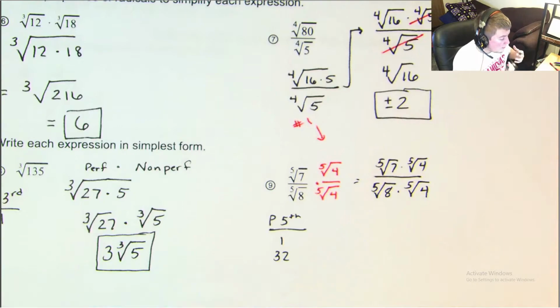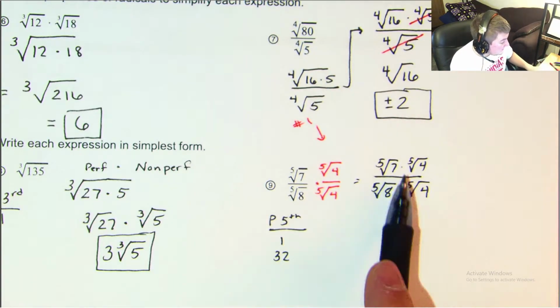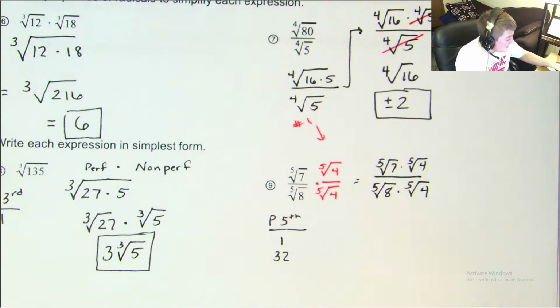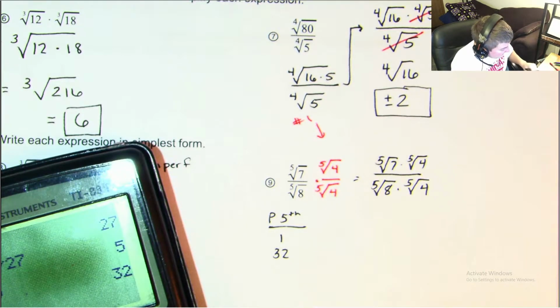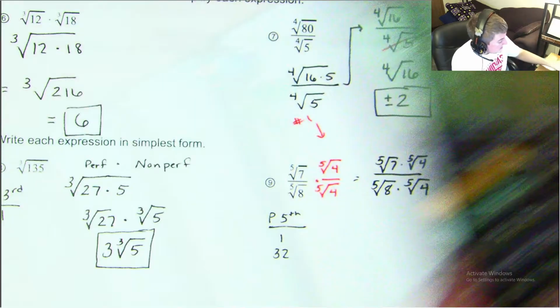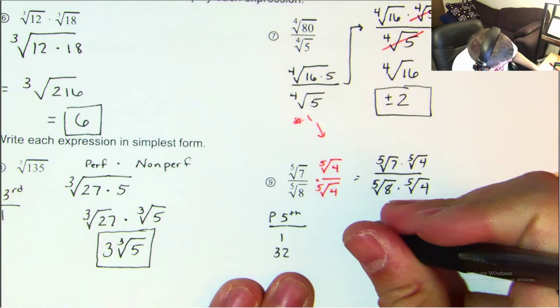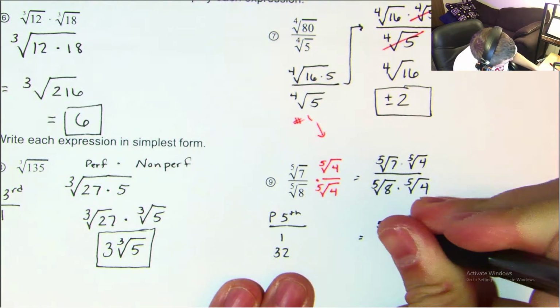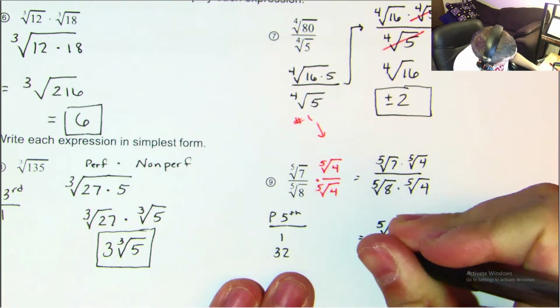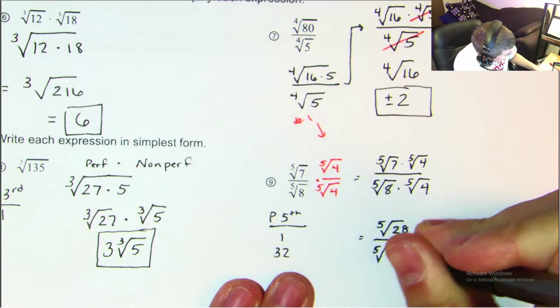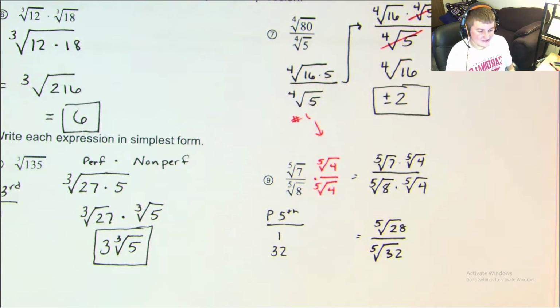Our product property tells me that even though these are split up, I can condense them together. So I can get 7 times 4. So this top part is going to be equivalent to the fifth root of 28 over the fifth root of 32. Now, how did this help me?